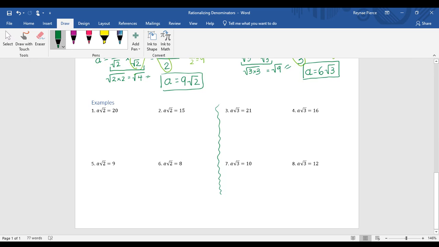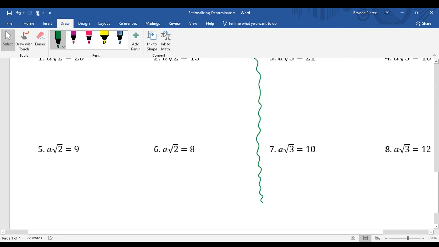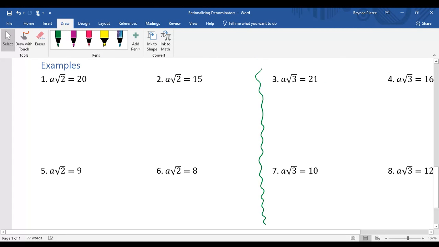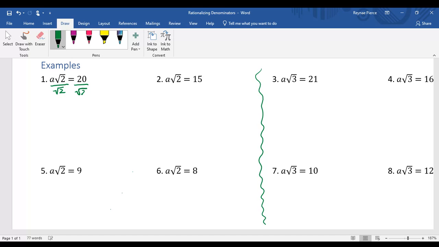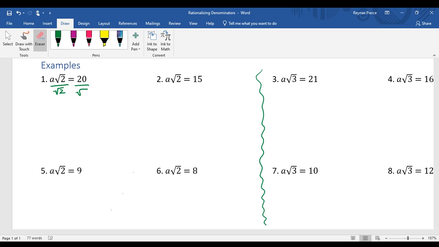Okay, to find the length of that leg, or either leg, in the 45, 45, 90, we need to divide by the square root of 2.